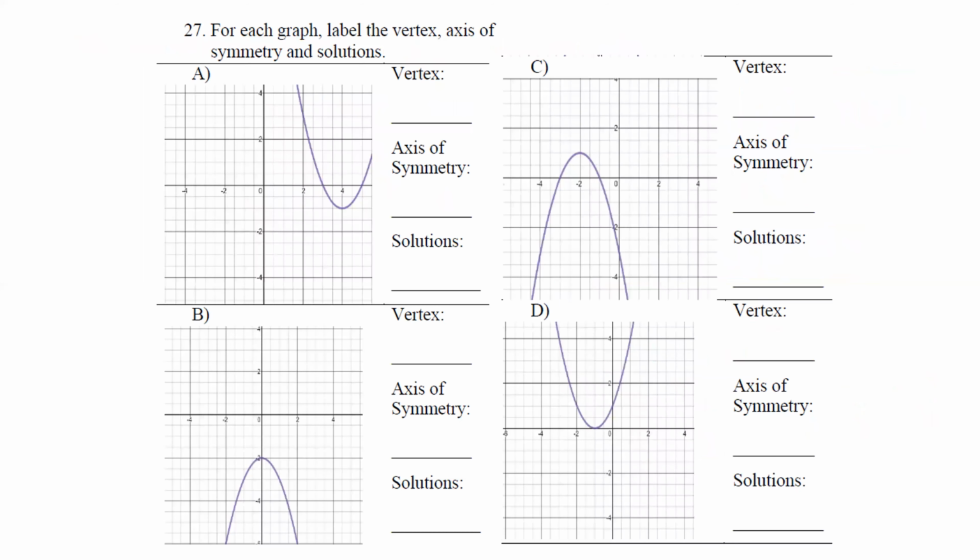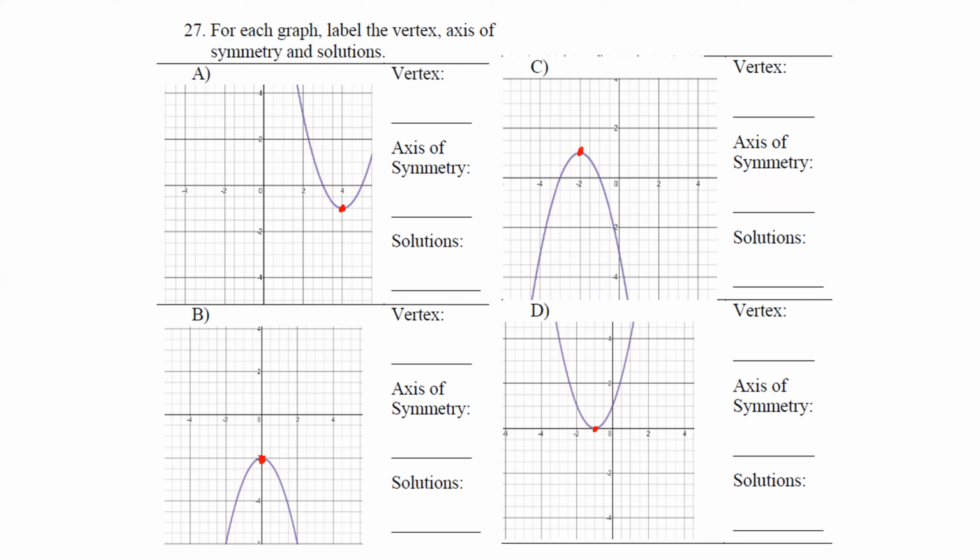All right, last one. On this one, it said for each graph, label the vertex, axis of symmetry, and the solutions. On here, these are kind of small. Let's start with the vertex for each one. So for each one, identify where your vertex is. The vertex is the point at either the top or bottom of your parabola. So points that I just labeled in red, those are my vertices.